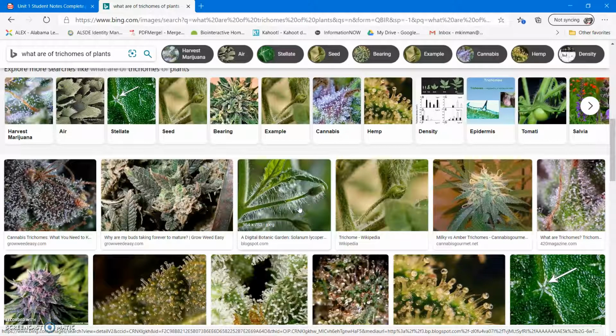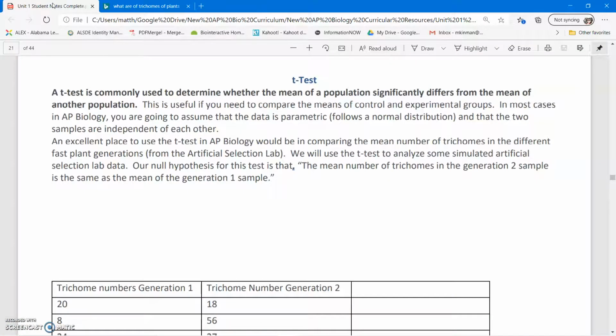So imagine if you are an insect that eats plants, and this plant has all these hairy spikes all over it. You're probably not going to eat that plant unless you have adapted to do so. That kind of lets you know what trichomes are used for in plants.